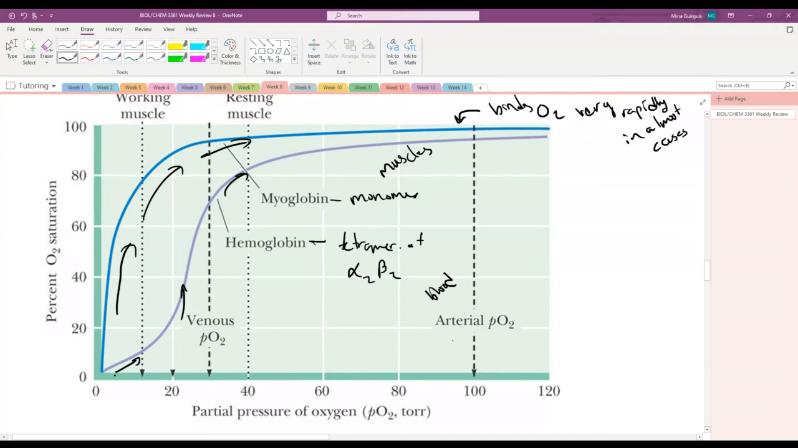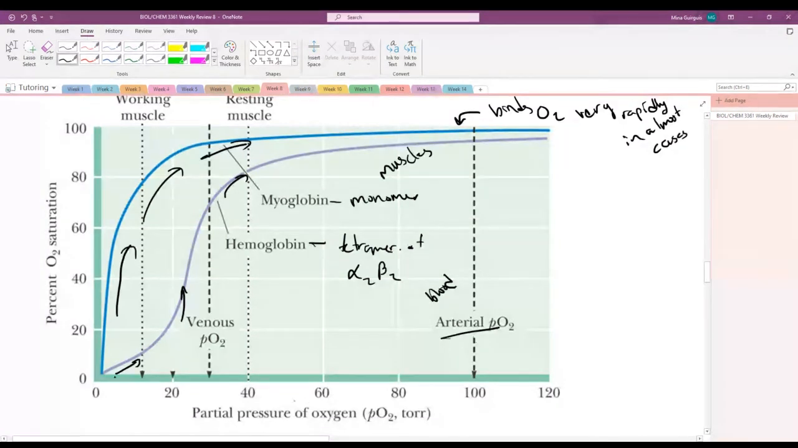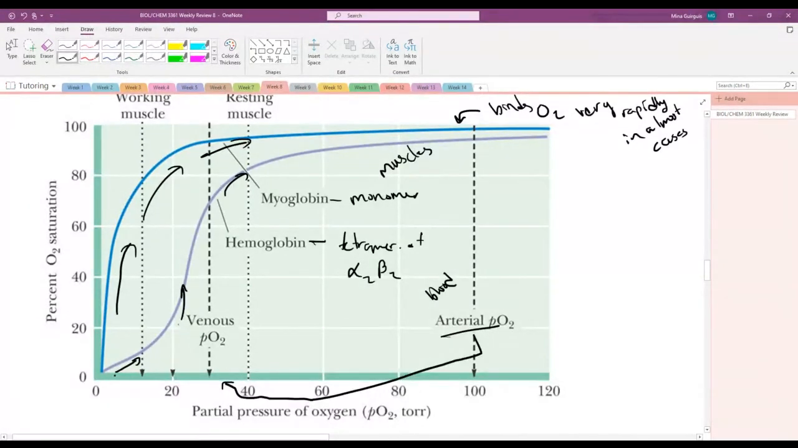So let's think about the arteries. The arteries carry oxygen to the muscles. So no wonder they have a high partial pressure of oxygen, right? They've got a ton of it. Then we travel to the muscle. So we're going to travel from the artery to, we'll say, resting muscle or working muscle. So I'll go right in the middle.